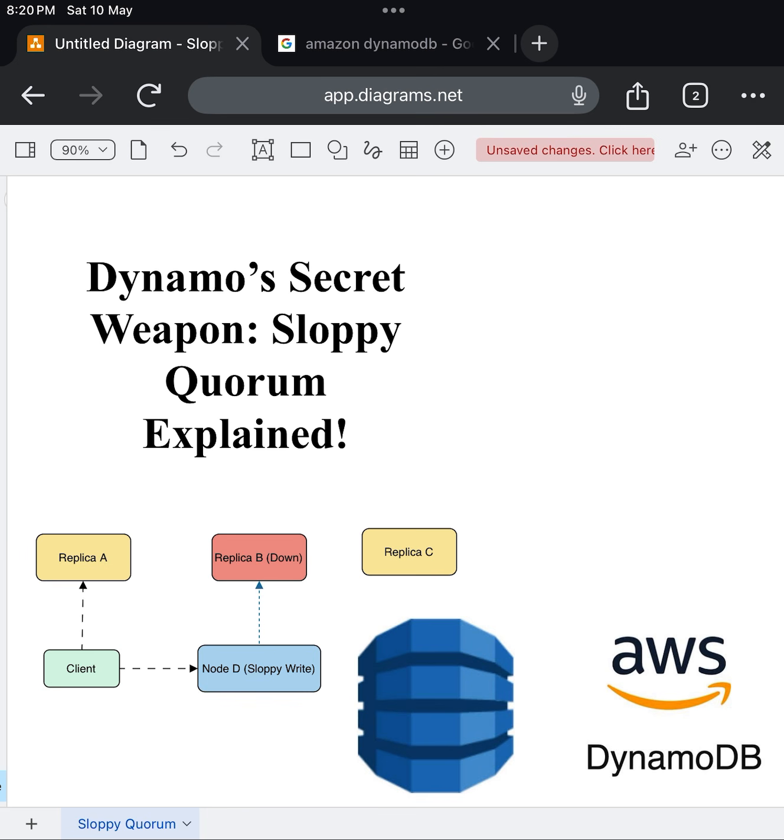Sloppy quorum is a brilliant way to make distributed systems more resilient and available, even under failure or network partitions. It embraces the AP side of the CAP theorem, meaning it sacrifices some consistency in the short term, but never stops serving the user. So next time you wonder how massive systems like Amazon Dynamo keep running without skipping a beat, remember, it's a little sloppy, but in a very smart way.